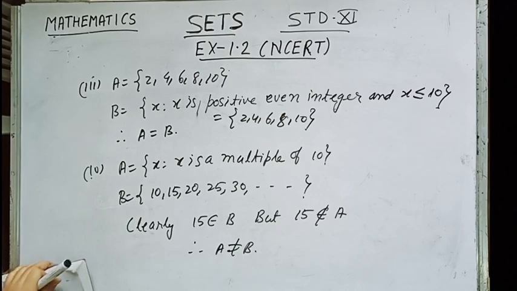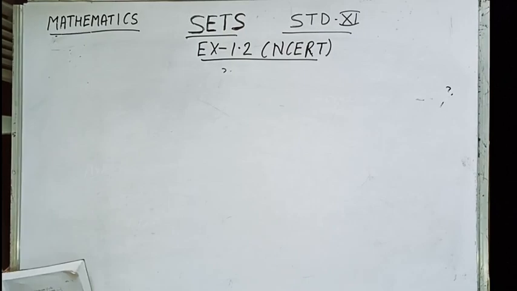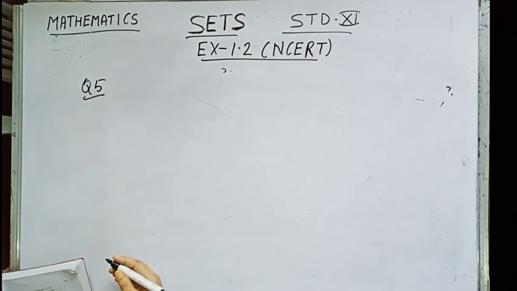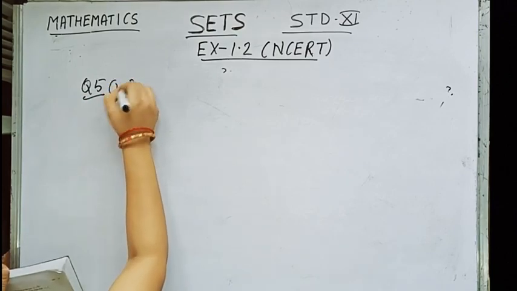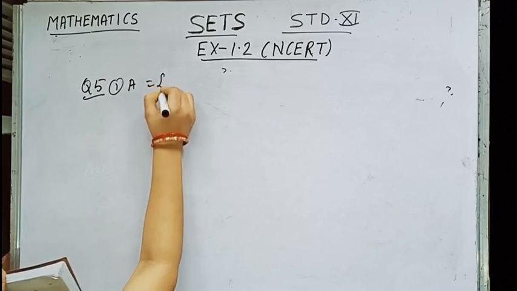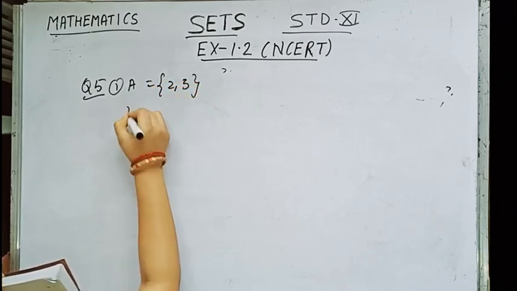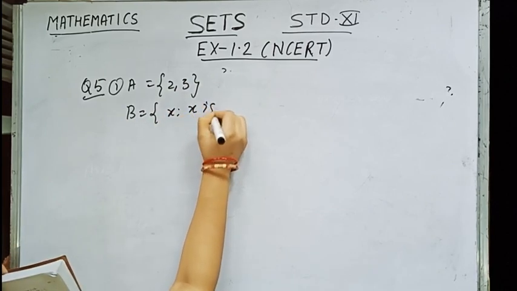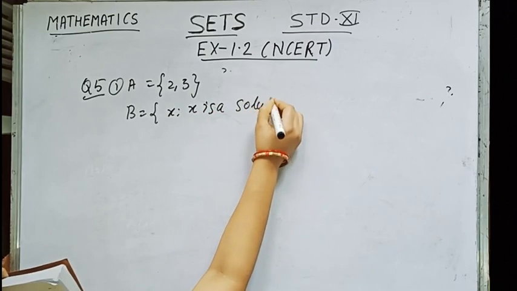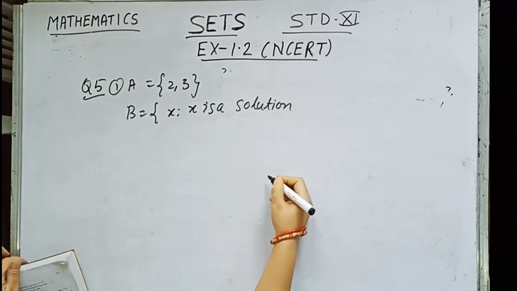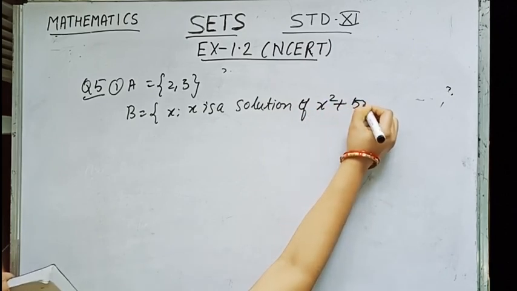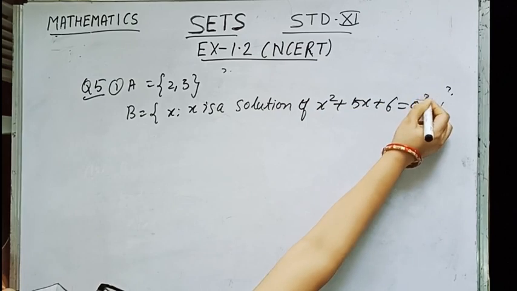Now question number 5. Question number 5 is saying that are the following pairs of sets equal, and give reasons. We have to give reason over here. Subpart number 1 is A equals {2, 3} and B equals {x such that x is a solution of x square plus 5x plus 6 equals 0}.